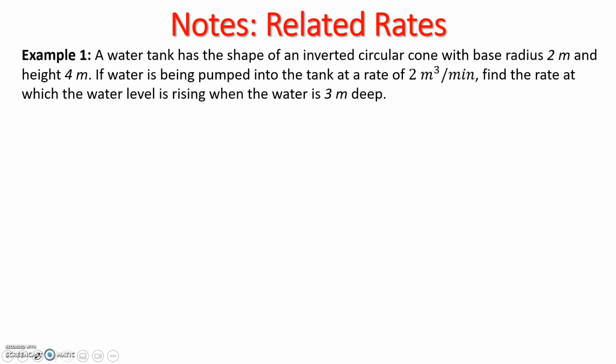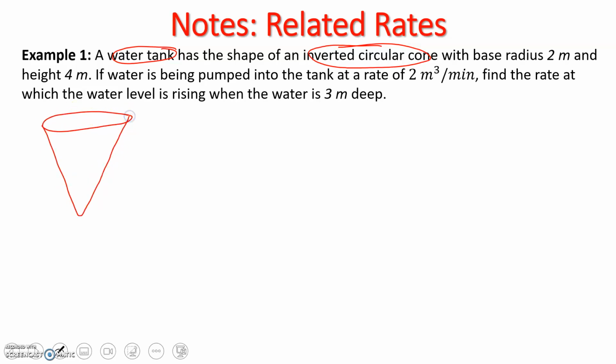All right, so the first thing we'd like to do is to draw a picture to represent this. So we know we have a water tank and we know that it is represented by an inverted circular cone. So we're going to draw that. So that there is our water tank. It has inside of it water. We also know that it has a base radius of 2 meters. So this distance here is 2 meters. And it has a height of 4 meters. So from here to here is 4 meters.